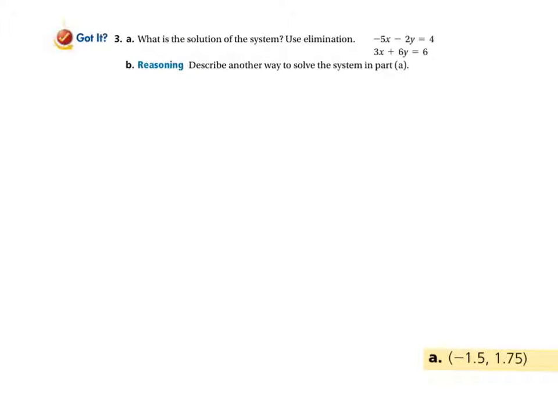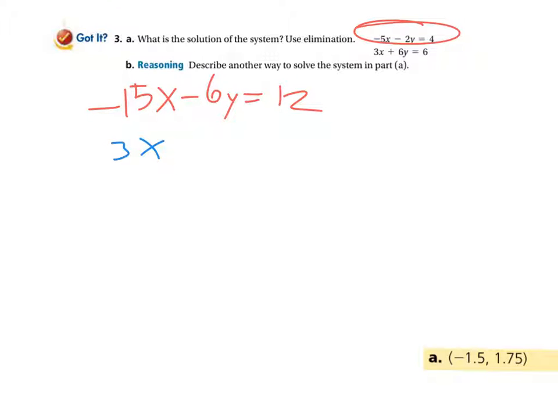Okay, on this next one, we're going to notice there's a couple different options. But we're going to notice that these 2 right here, if I multiply the top one by 3, I get negative 6 and positive 6 for my elimination. So we're going to do that. We're going to run a 3 through the top one. So this equation becomes negative 15x minus 6y equals 12. And the bottom one doesn't change. That is still 3x plus 6y equals 6.